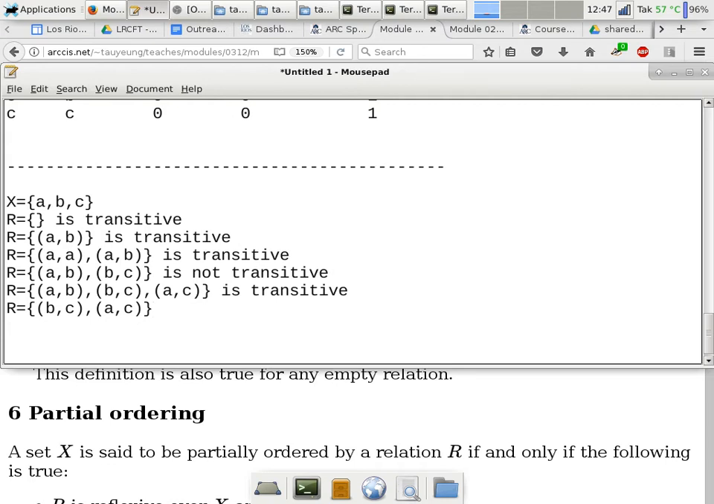For what's A, B, C, AC? So remember it's AC and CA. Then it would not be transitive. It has to be AC because the ordering is important. Now, if you flip the other two, then it would be okay.